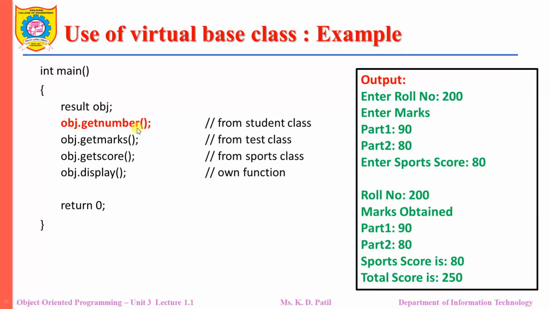Okay, so what will be the output? The output will be like this. You have to enter the roll number, then you have to enter the marks for part 1 and part 2, and you have to enter the marks or score for the sports. Okay, and it will be displayed as it is on the screen using those member functions. So this is how we can use the virtual base class to avoid the ambiguity in hybrid inheritance.